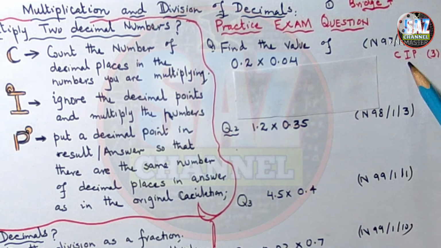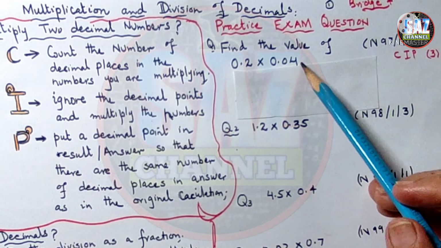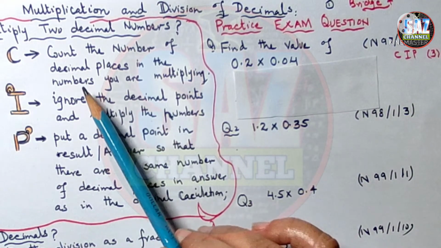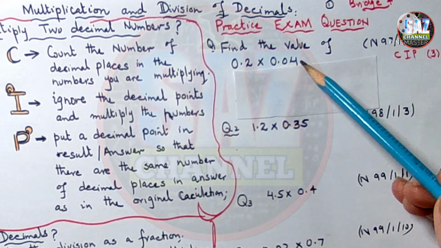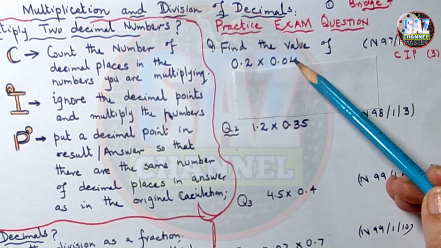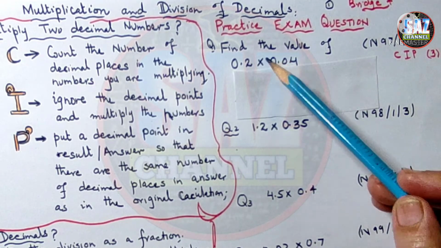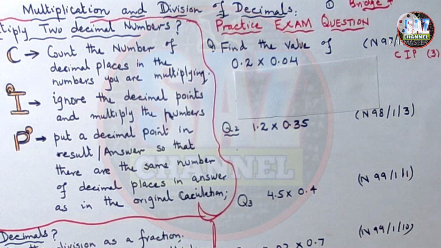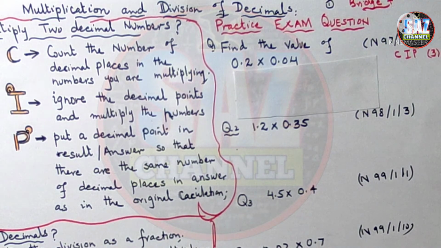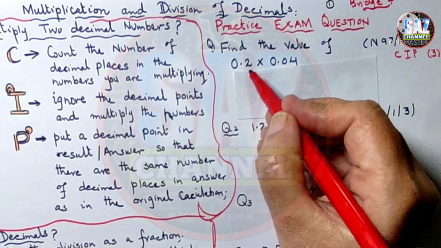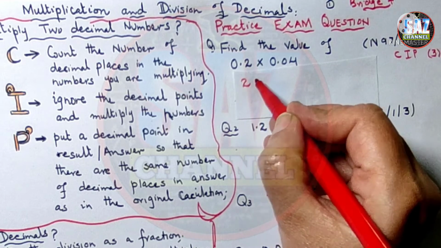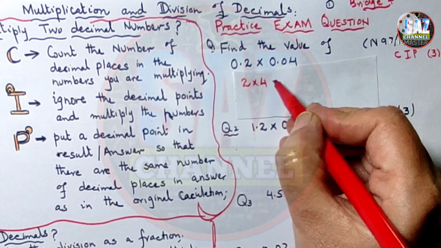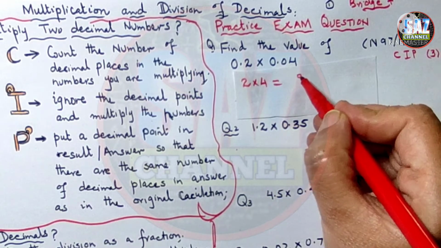Here we'll be applying the CIP rule. C means count how many decimal places there are in the numbers which we are multiplying. If we count the decimal places, 1, 2 and 3 decimal places are there. Then we ignore the decimal places and multiply the numbers. Simply the numbers are 2 and 4, and this gives me 8.